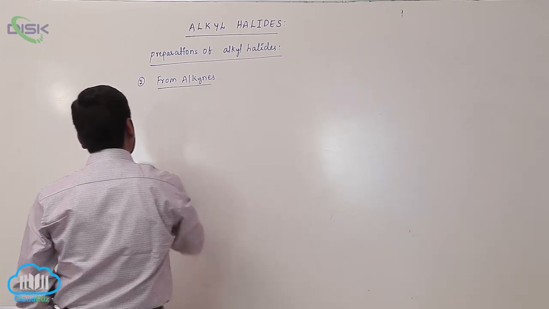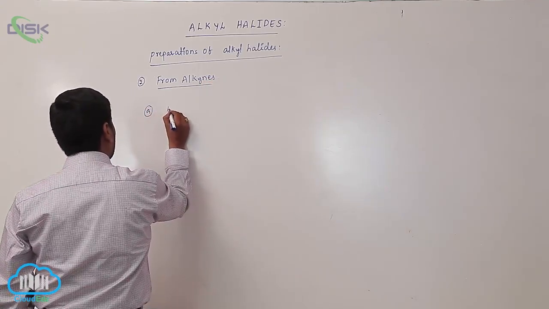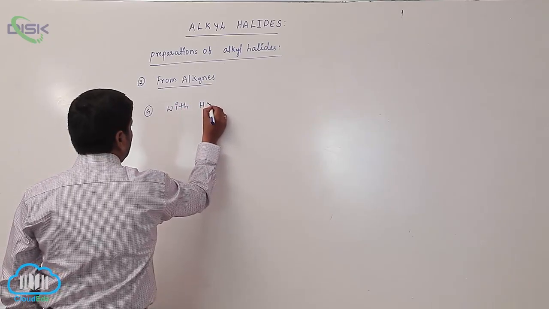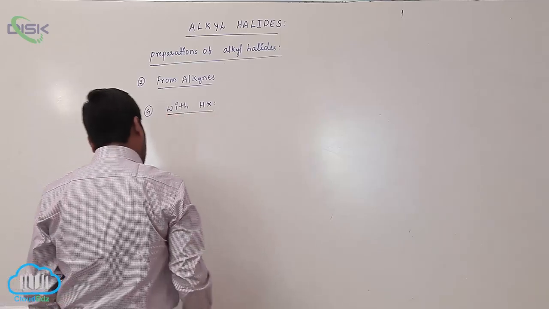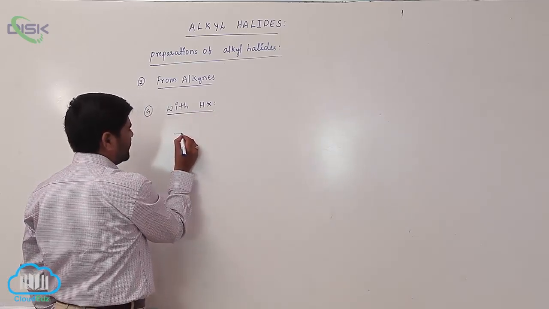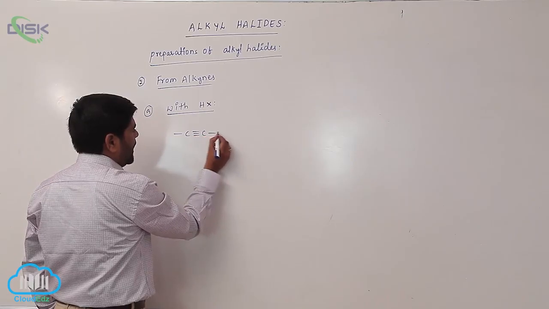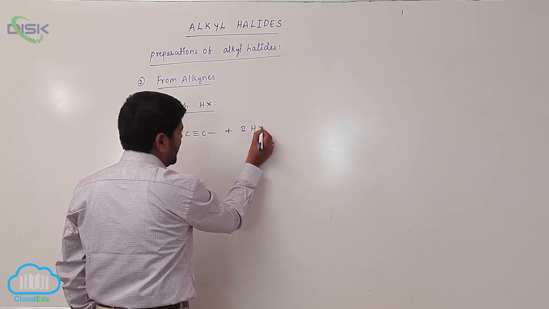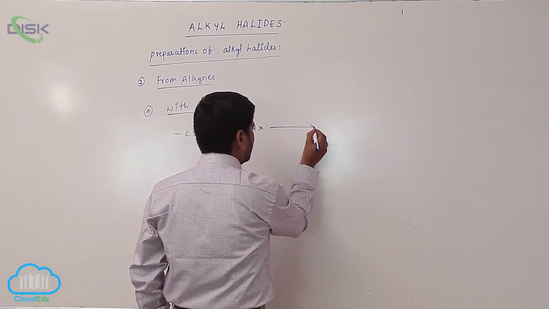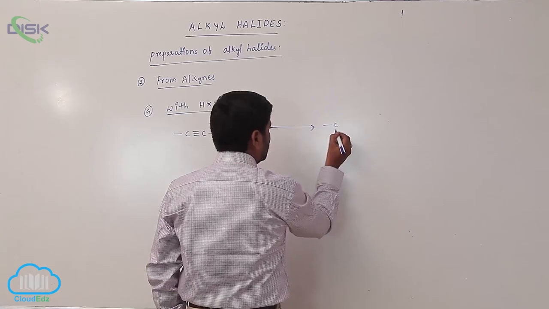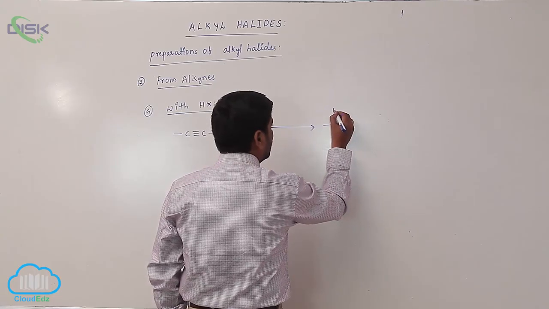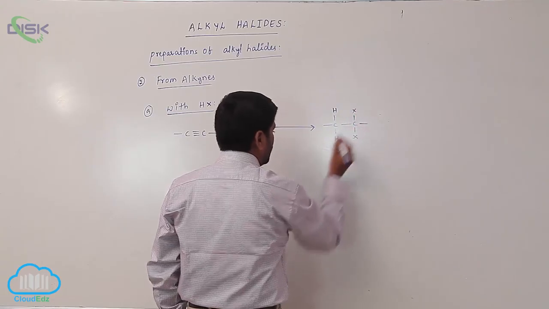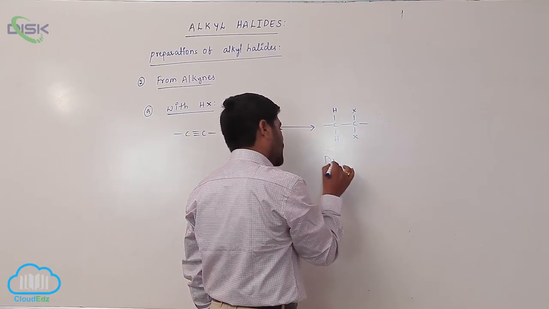From alkynes, A, with hydrogen halide. When an alkyne reacts with 2 moles of hydrogen halide to form a dihalo compound. Which compound? Dihalo, or dihalide.